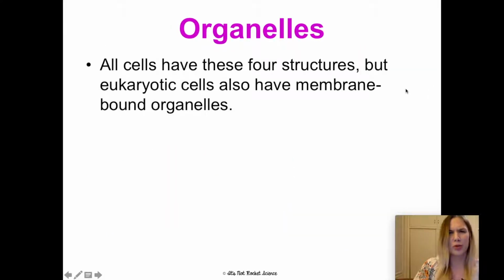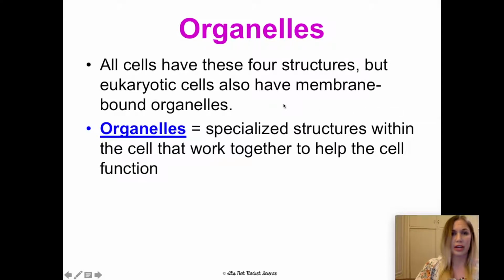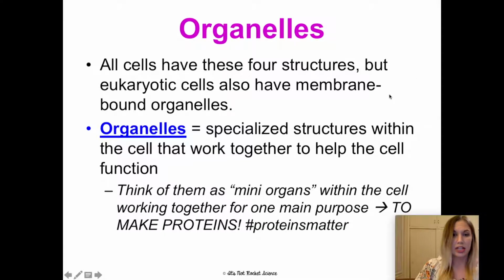Okay, so more on that word I just said, organelles. All cells have these four structures, but eukaryotic cells also have membrane-bound organelles. So what's an organelle? Well, these are specialized structures within the cell that work together to help the cell function. Think of them as mini organs within the cell working together for one main purpose: to make proteins.